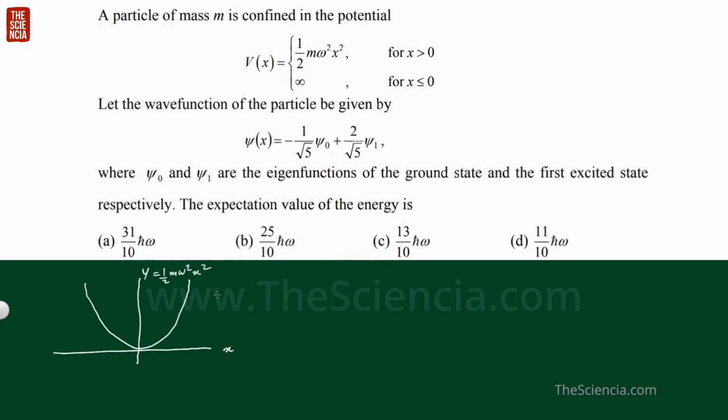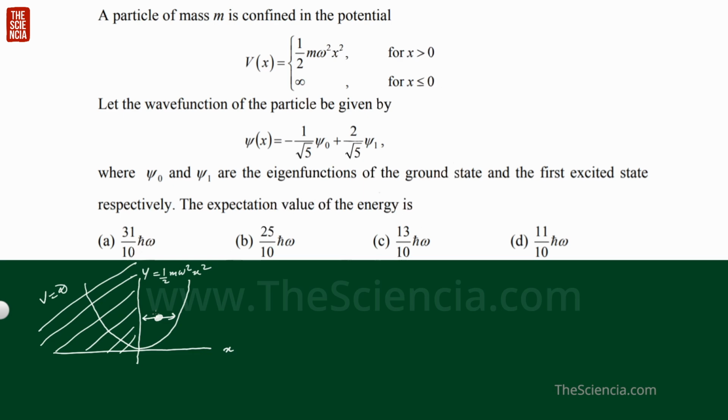But here they added one more condition, that is V of x is this value for x greater than 0 and infinity for x less than 0. That is, for this region the potential is infinity. Here V is equal to infinity. That means the particle is confined in this region. It cannot go to the negative x-axis. The particle will oscillate only in this region.